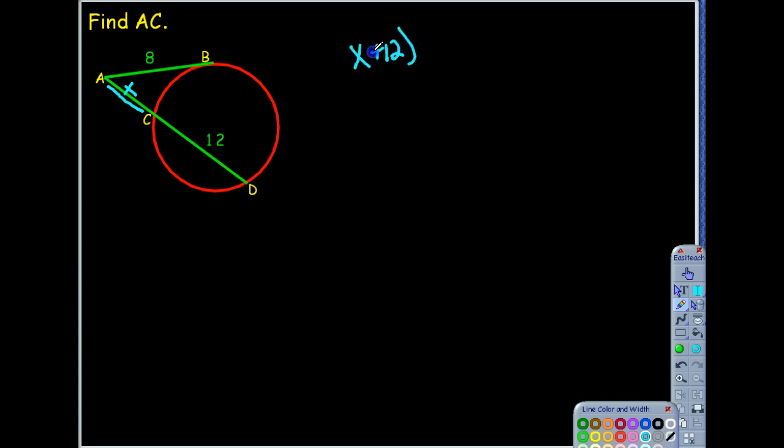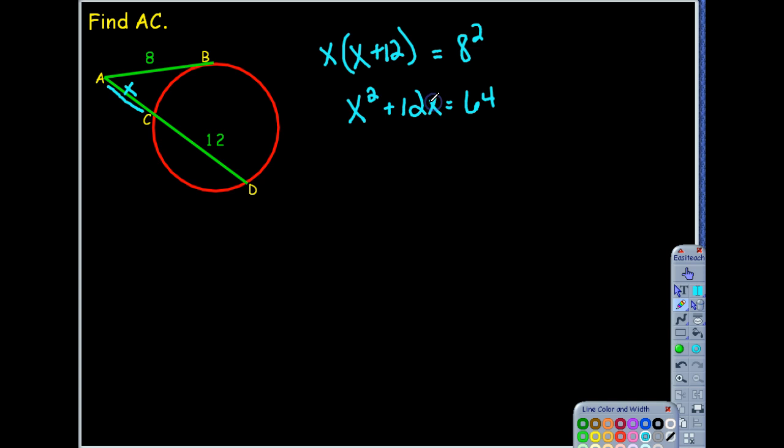And I'm going to multiply that by the external, which is X, equals your tangent squared, so 8 squared. Now, when we distribute here, I'm noticing that I'm going to be taking an X times another X, which is an X squared. So this time we're going to have a quadratic. We've talked about them, guys. No worries. We can handle it. So it gets X squared plus 12X equals 64.